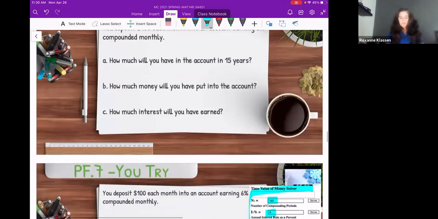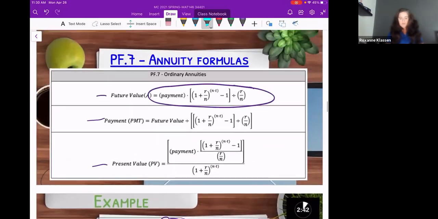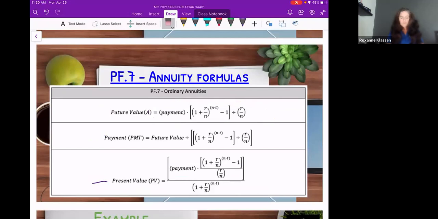So remember our formulas were here. Which formula do we need now for this problem? Or in other words, what are we solving for? Any ideas? Nice. Tashina said payment. How did you know it was payment that we were solving for, Tashina? What words gave you the hint?